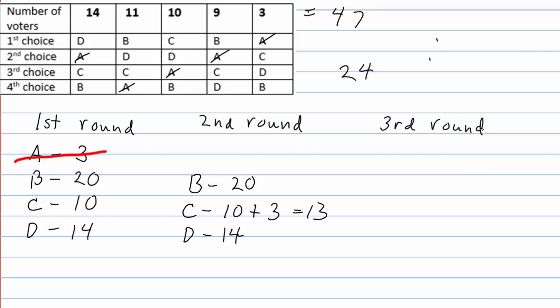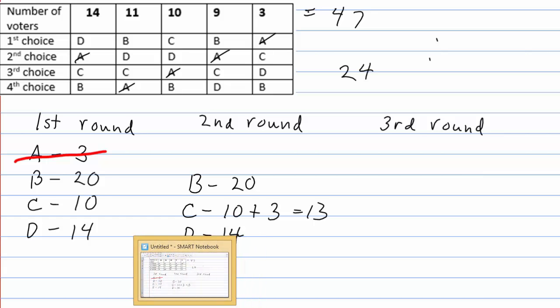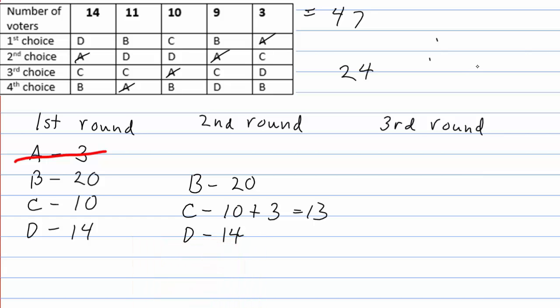Same idea. We look at the candidate with the fewest number of first choice votes in the 2nd round, and we eliminate them. Well, that is candidate C. They only have 13 votes. D has 14 and B has 20. So we eliminate C. So what's going to happen now? Well, now in the third round, there's only two candidates left, B and D. But those 13 individuals who in the second round were all voting for C, now that C is eliminated, need to transfer their votes to either B or D.